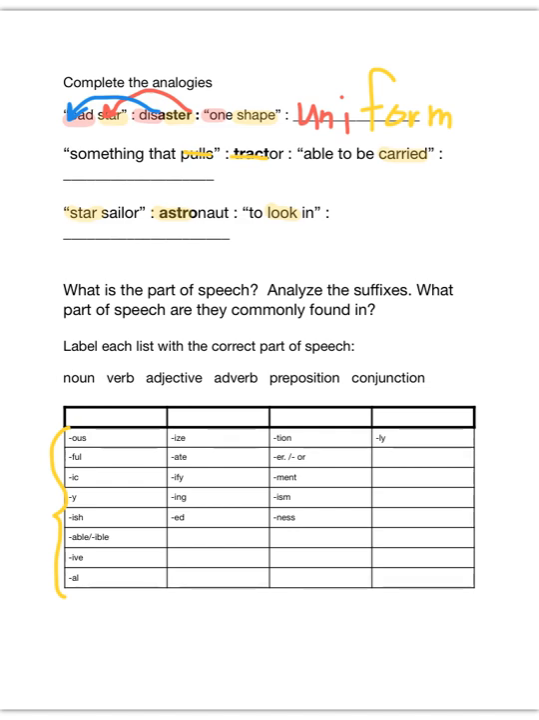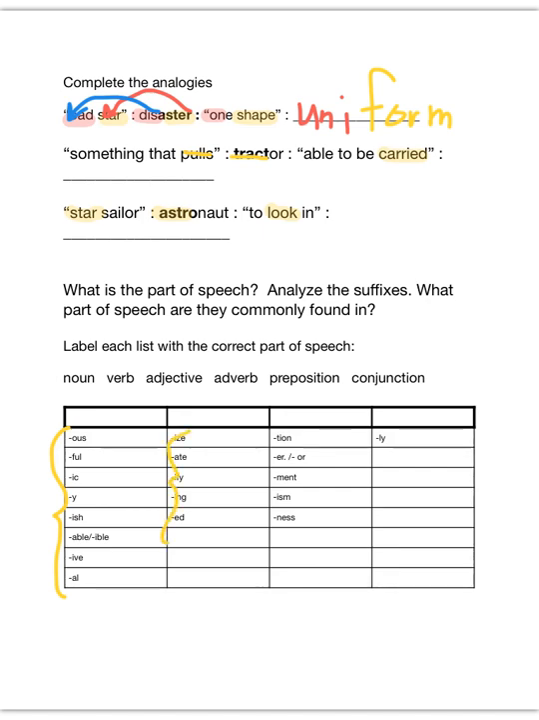Then we have IFY, like in simplify or verify. And then we have ING, like in running, hopping, driving. And then we have ED, like in jumped, hopped, slept. That's not a good one, that ends in T. Anyway, look at this group of suffixes.